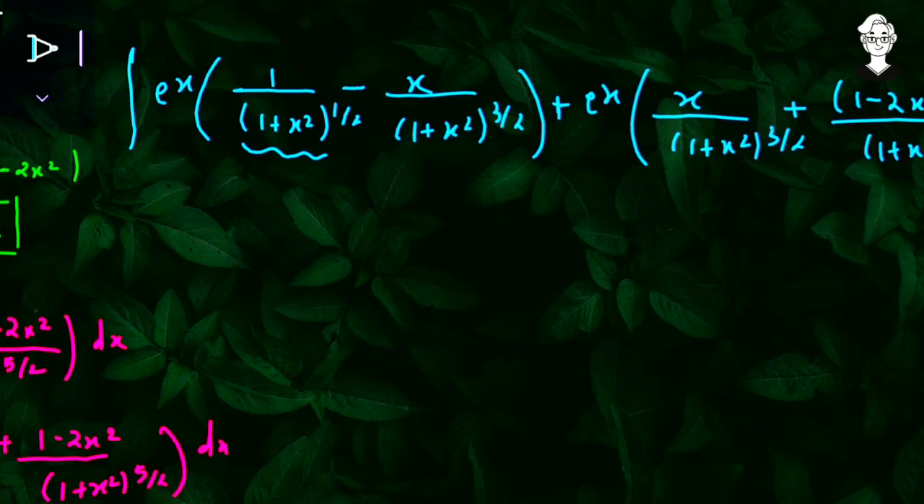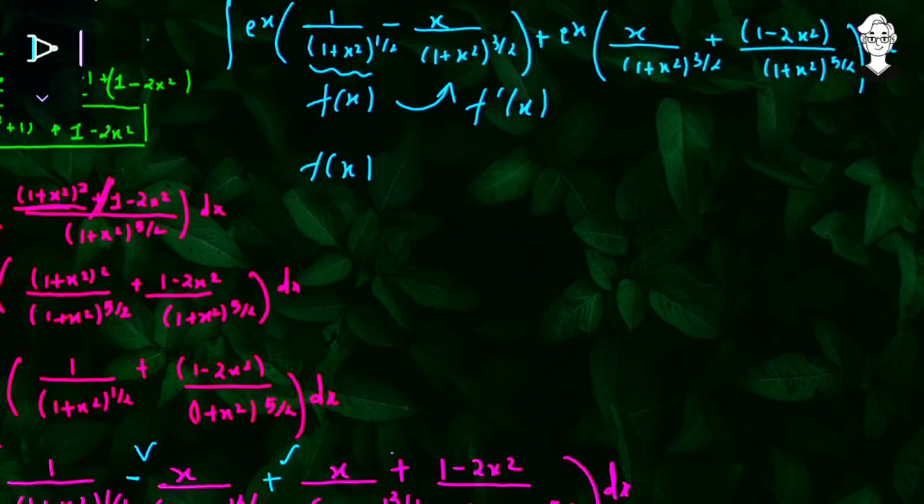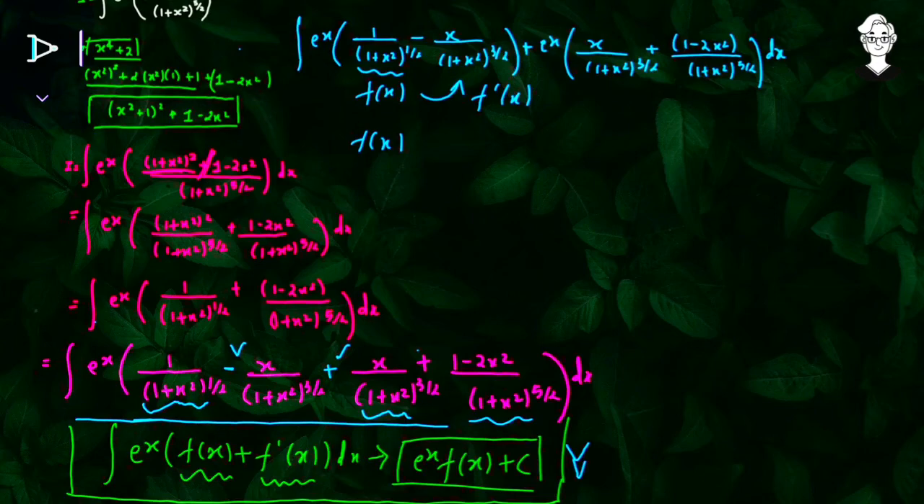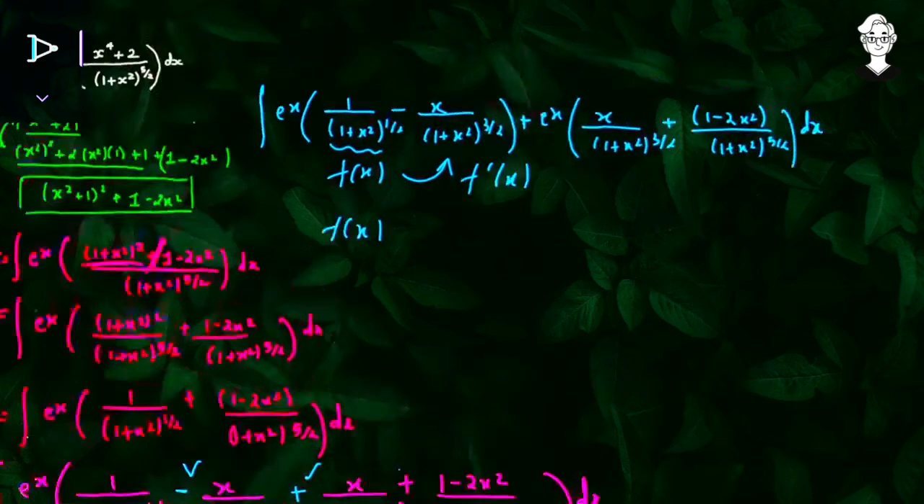So now let us check the derivative. So it is my f of x. Now let us check the derivative, whether it's the f dash x, that is the derivative of f of x, is not. If that becomes f dash of x, so I can use this property directly. So let us do that.